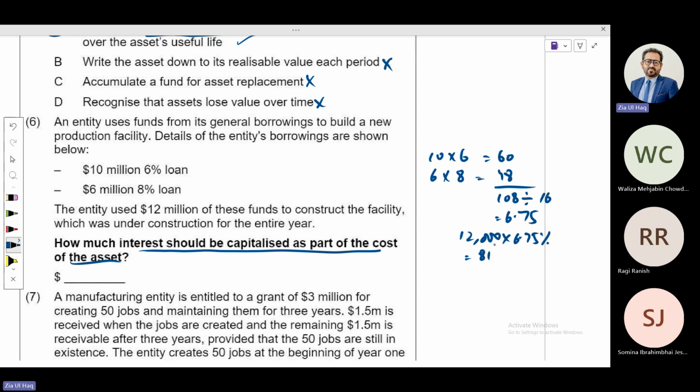12 million. 810,000. So 810,000 is the borrowing cost. That should be capitalized. Is it fine? Because there is more than one general loan, we need to calculate the weighted average interest rate to apply to the borrowing and to calculate the cost of borrowing.